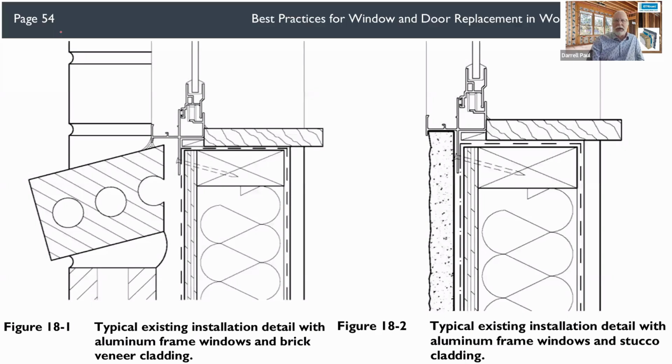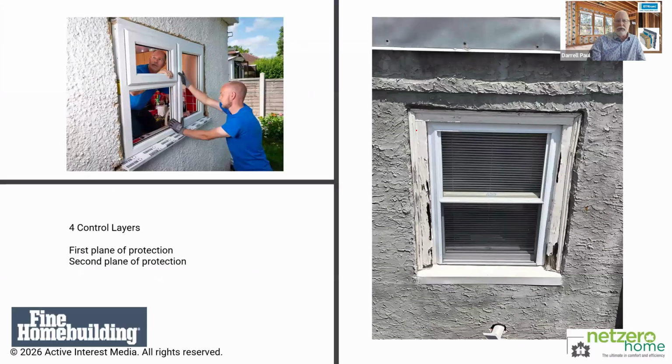So just to give you a few examples of what we're talking about here, when you look at window installations on brick, it might be easy to access this location if you're using an old aluminum clad window. But if you look at this location here, how are you going to get that window out and not damage the stucco? So when you're looking at things like stucco replacement, what are the 4 control layers you have to deal with? Where's the first and second plane of protection? How are you going to reintegrate those? Those are questions that this document really answers well.